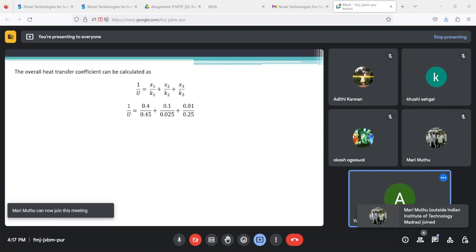So 1 by U is equal to, for the brick wall, 0.4 divided by 0.45. For the cork insulation, which is 0.1 divided by 0.025. And then for the cement, which is 0.01 divided by 0.25. So is anybody calculating, or should I just proceed with this? Should I go slow? If you want me to go slow, just kindly let me know. Post it in the messages, please.